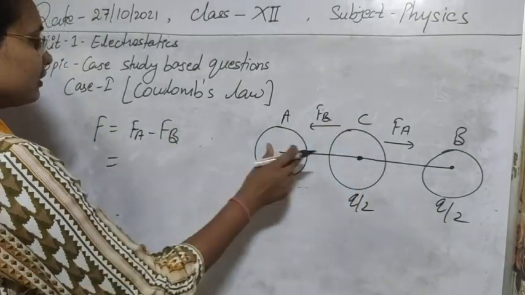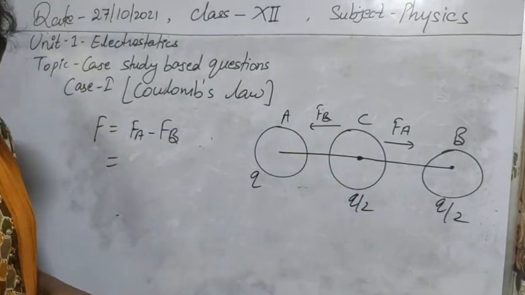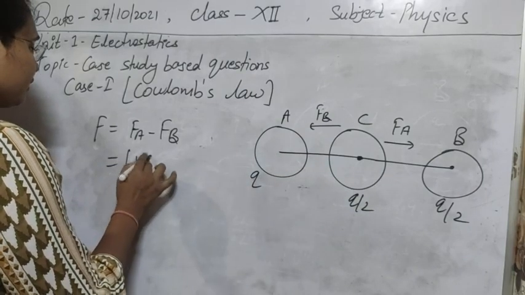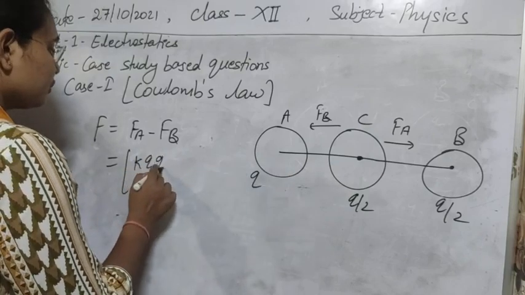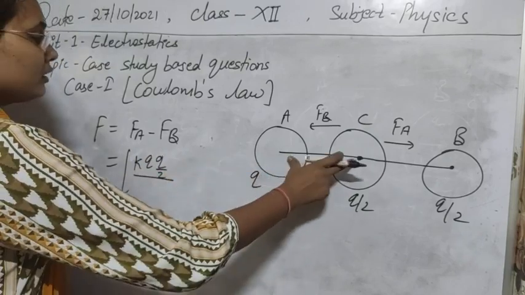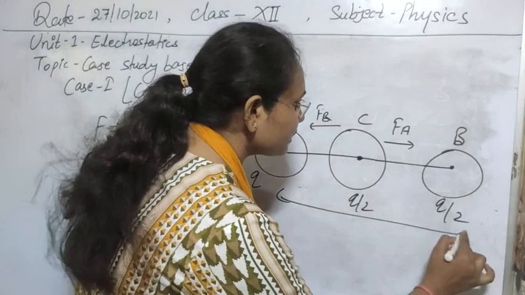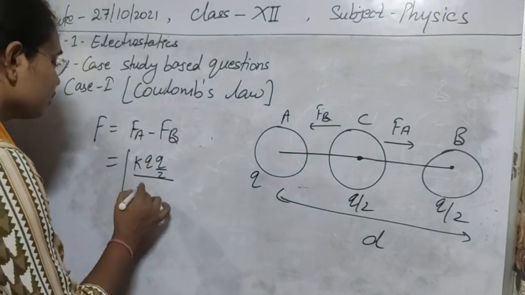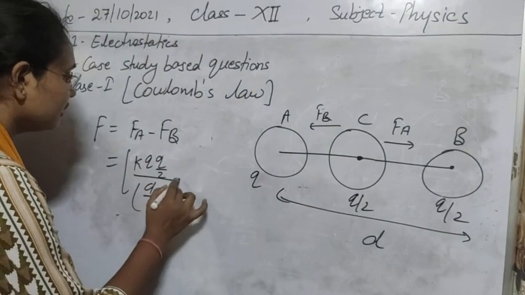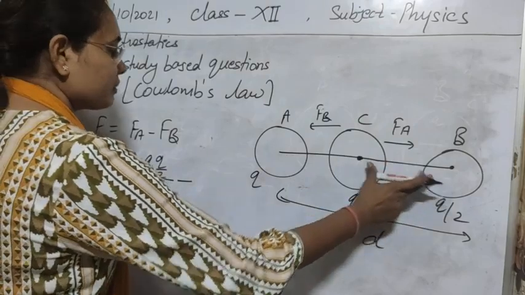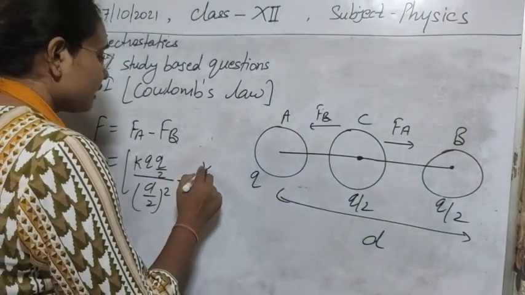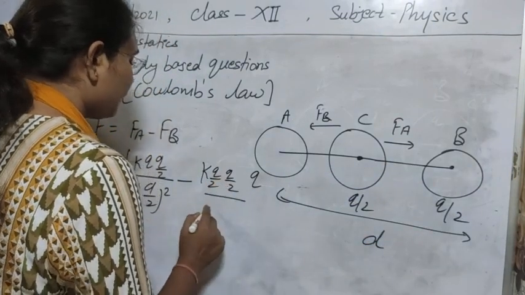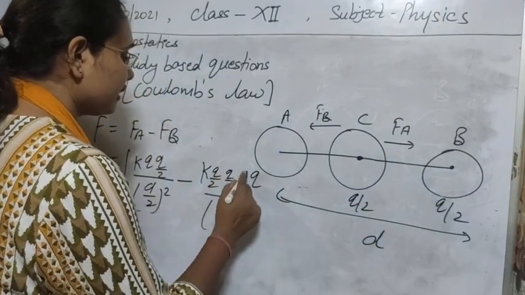So what will FA be? This is the force between these two. The force between this one and this one will be equal to K Q1 Q2 upon the square of the distance. Q1 is Q, Q2 is Q by 2, and at the midpoint the distance, with D already taken, will be D by 2. So it is K Q times Q by 2 upon D by 2 whole square, minus FB, the force between these two. This is K, the charges are Q by 2 and Q by 2, and the distance is again the same, D by 2 square.